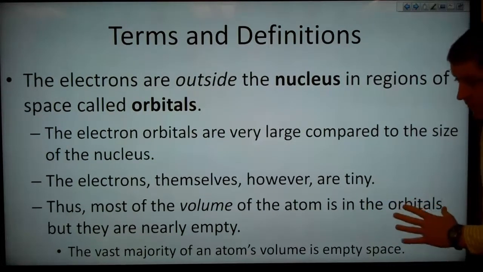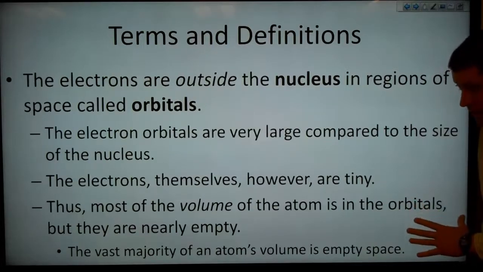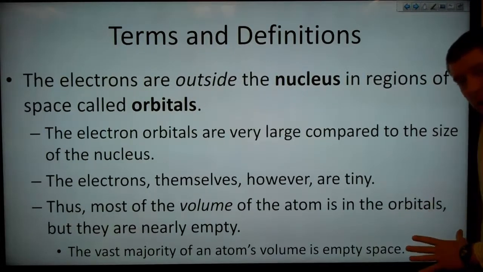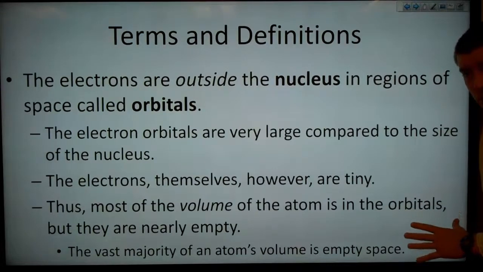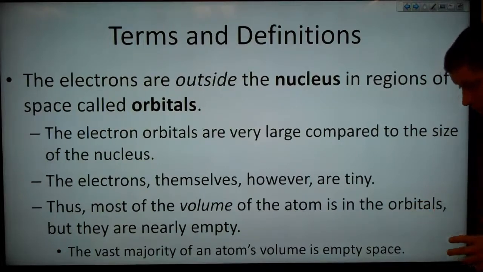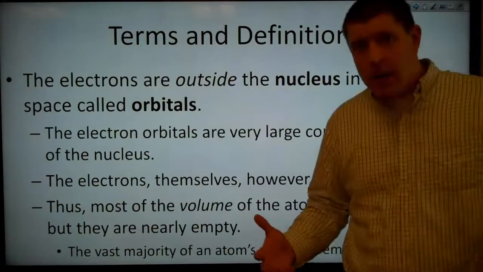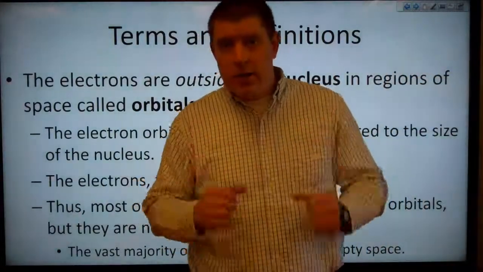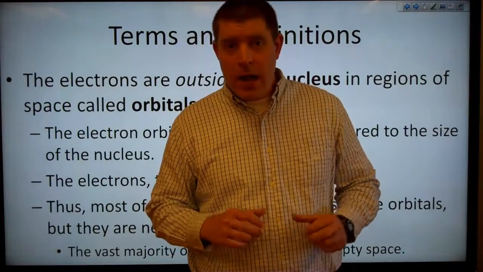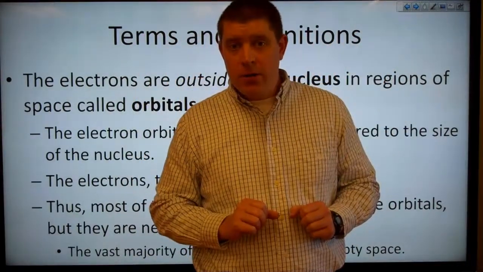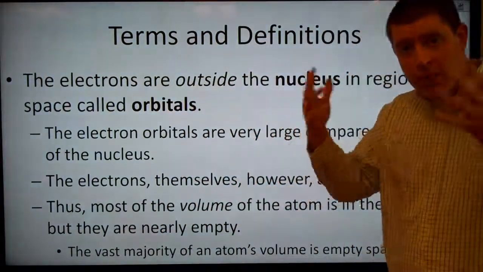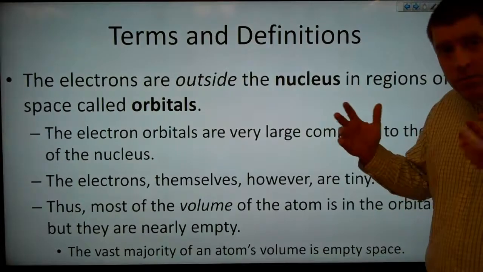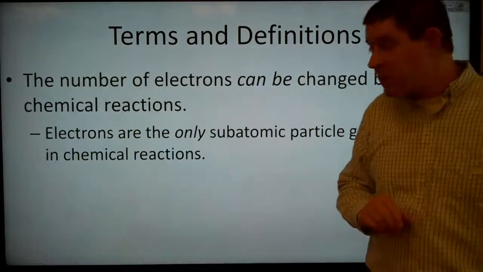And so most of the volume of the atom is in the orbitals, but the orbitals themselves are mostly empty. They've got some electrons in there, but the electrons are so small that essentially the vast majority of an atom's volume is just empty space. And we've got this tiny little nucleus that contains almost all of the mass, and then out there around the nucleus are some electrons that orbit the nucleus, but those electrons are so small in relation to the space they take up that essentially that space is empty.